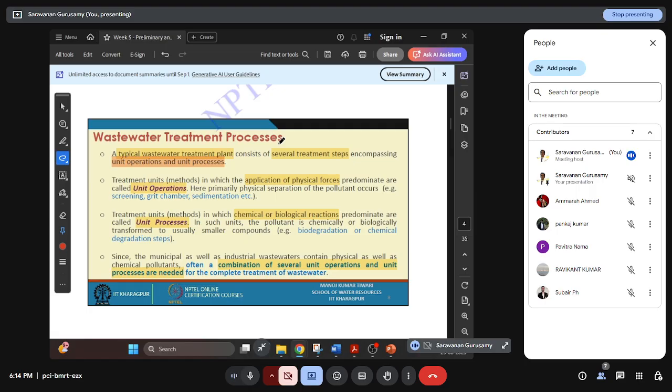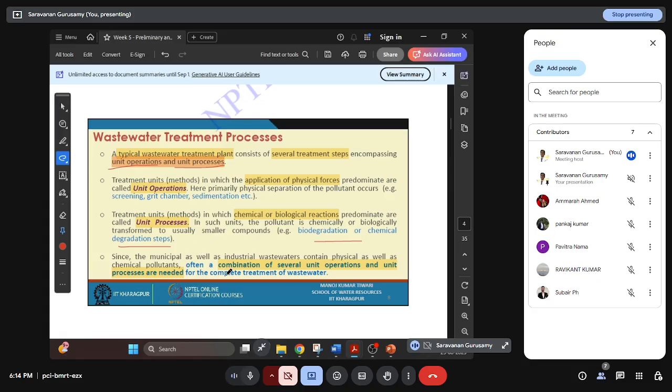Based on that, we are dividing the treatment system into unit operations and unit processes. Those are the two major categories. What is a unit operation? That will involve only physical forces. Those types of treatments are called unit operations. For example, screening, grit chamber, sedimentation. No chemicals or biological systems are involved. Only physical processes, by sedimentation, by gravity, or by filtration. If you think about unit processes, those involve chemical as well as biological reactions like biodegradation, chemical degradation steps, and flocculation. Those are all unit processes.